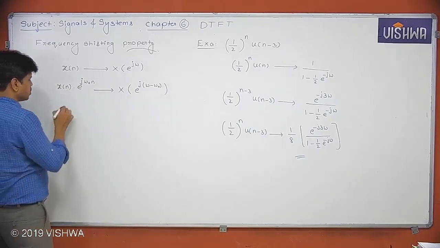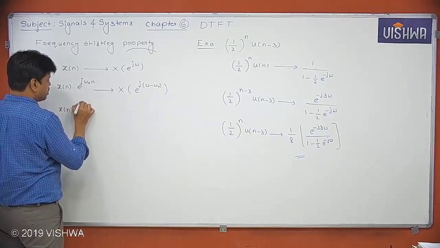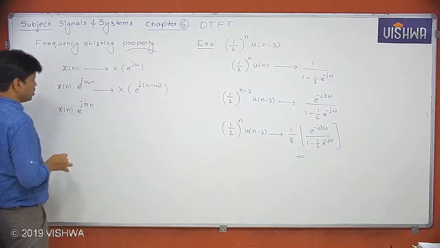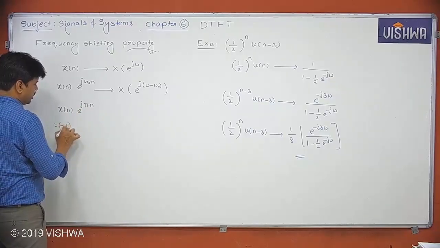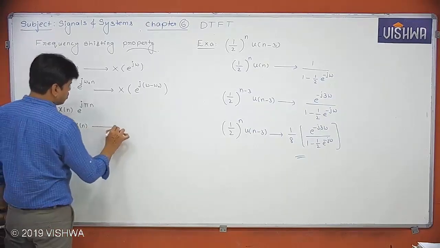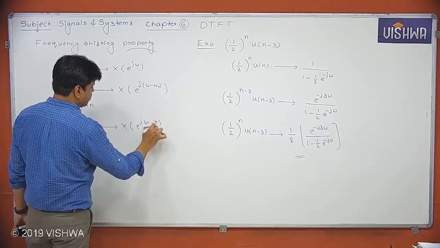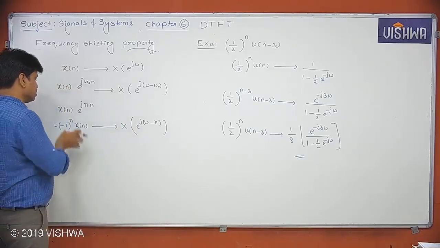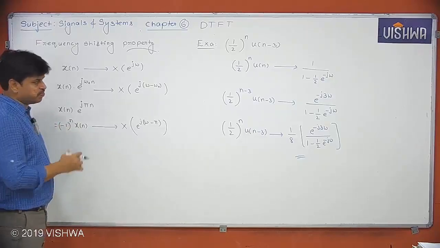Next, suppose x of n is multiplied with e power j pi n. What will happen? This is very important. We have to shift by pi, and here this becomes minus 1 whole power n times x of n, because e power j pi n is equal to minus 1 whole power n. For this, the DTFT is x of e power j (omega minus pi). This is a particular thing you have to remember. If it is shifted by pi radians, then in the time domain we get minus 1 whole power n x of n. Clear? Take it.